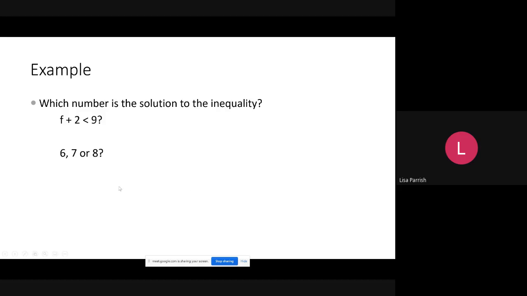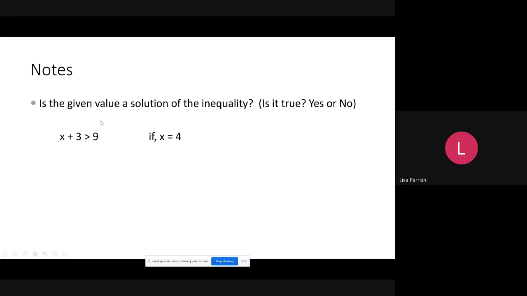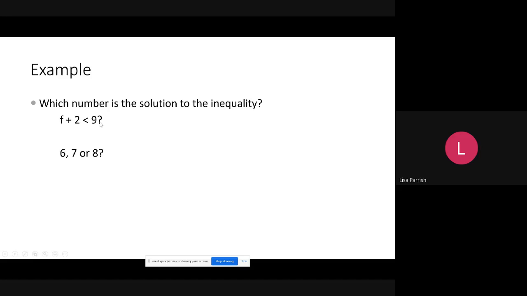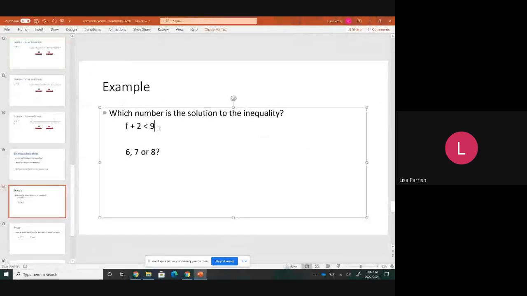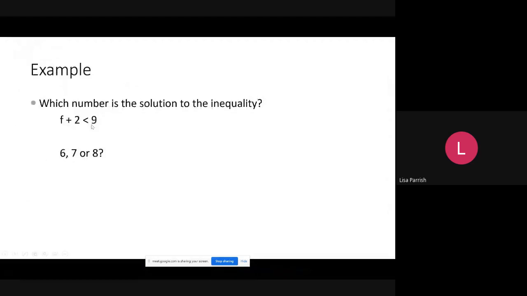So this first example says, which number is the solution to the inequality? So I want you to write down the inequality. You don't have to put the question mark there next to the 9. Go out of that for a second and take that out. That looks like that's part of the problem. So write down f plus 2 is less than 9. So we want to know which of these three numbers, 6, 7, or 8. So in your notes, put f plus 2 is less than 9. You can say which number is the solution. Then you write down 6, 7, or 8.